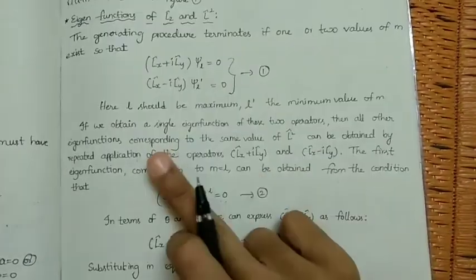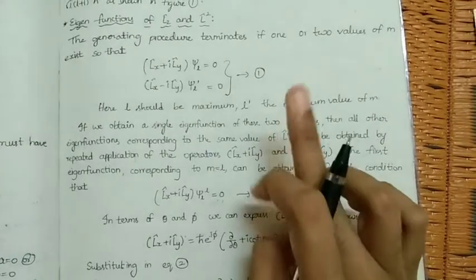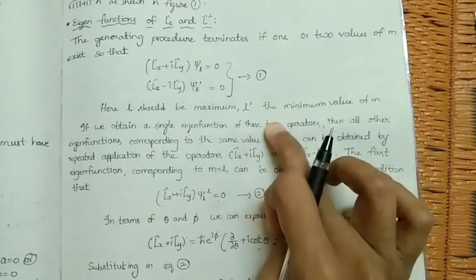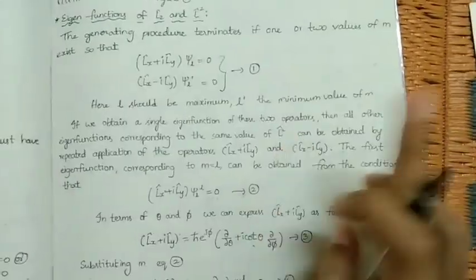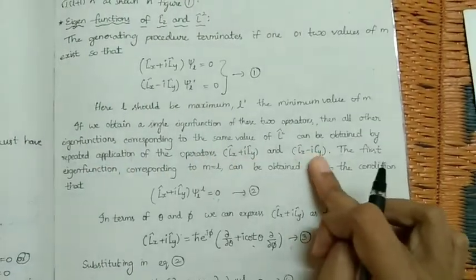So all other eigenfunctions corresponding to the same value of L square, for m equals 2, for m equals 1, for m equals 0, like that, can be obtained by repeated application of the operators Lx plus iLy and Lx minus iLy.